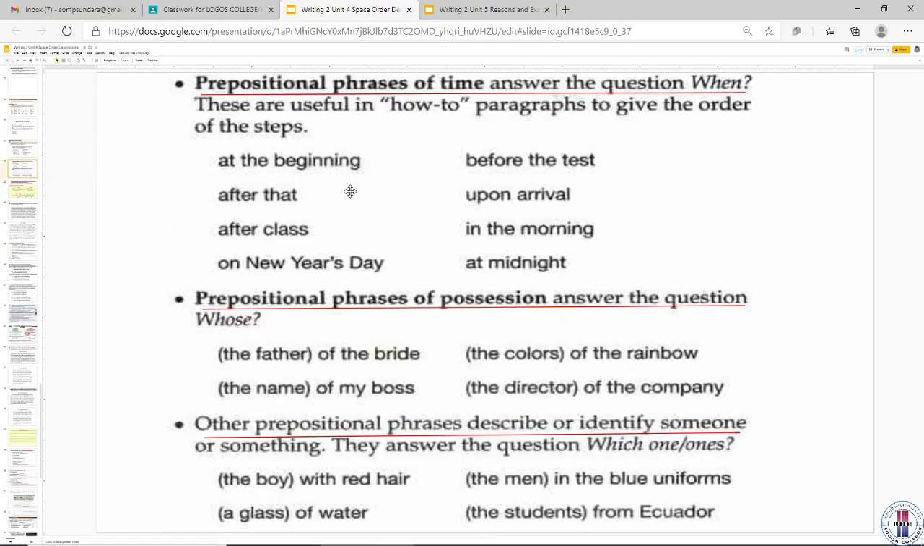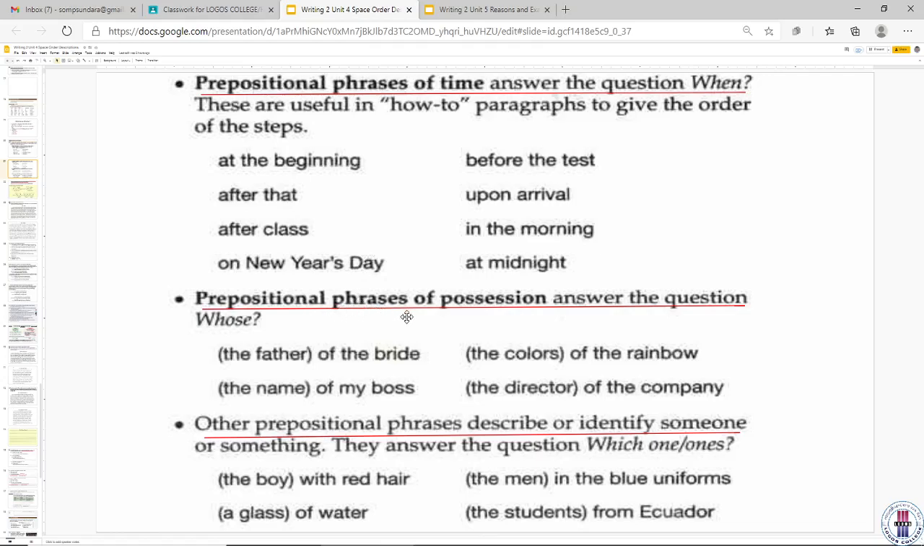Prepositional phrases of time, they answer the question when. These were useful in how-to paragraphs, and we talked about how to write those in Unit 3. And it talks about a timeline of a time relationship between things, or when to do things. At the beginning, after, before, upon, in the morning, at midnight.